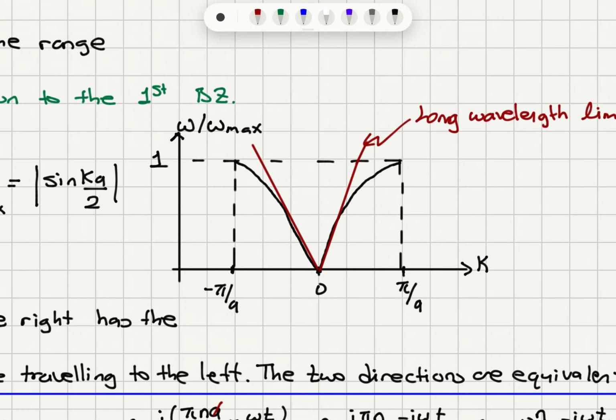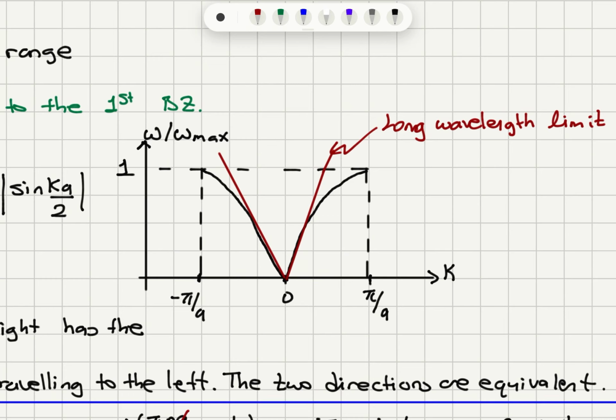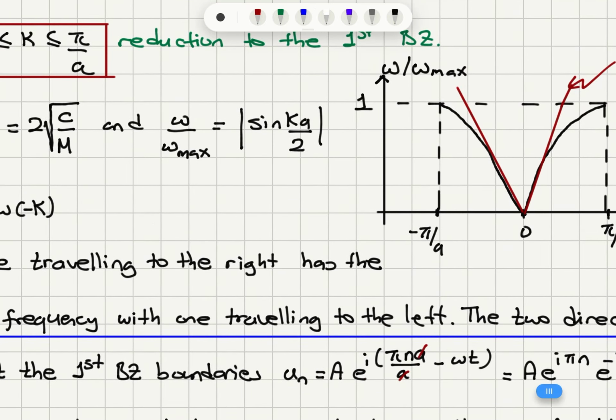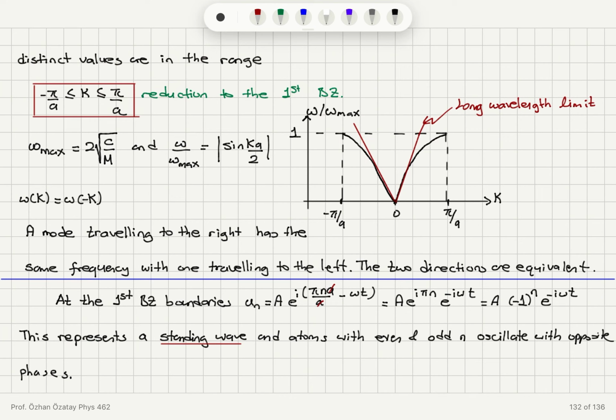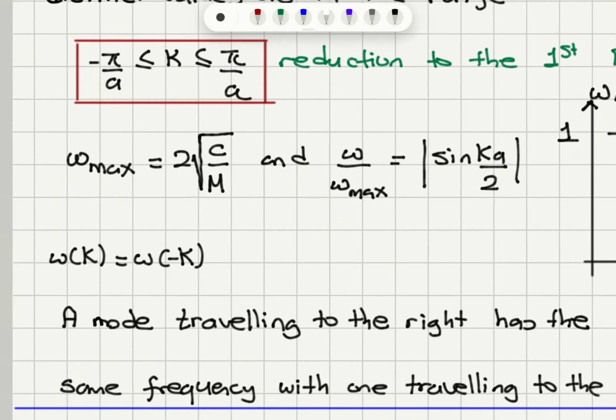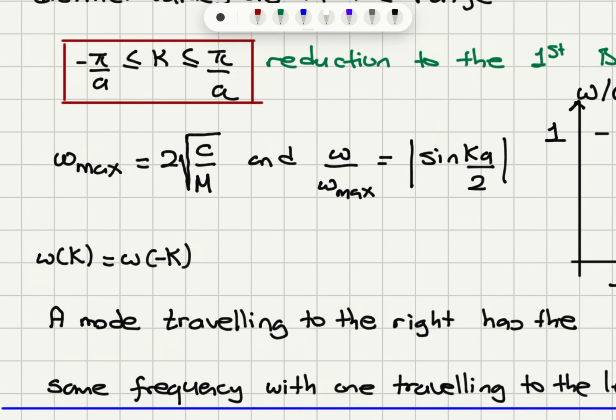So if I have a long wavelength, so k is equal to 2 pi over lambda, k goes to 0, you will see that I have this long wavelength limit. So it's becoming a linear relationship between omega versus k. That's graphically what I observe. So another thing I observe is that omega of k and omega of minus k are the same.